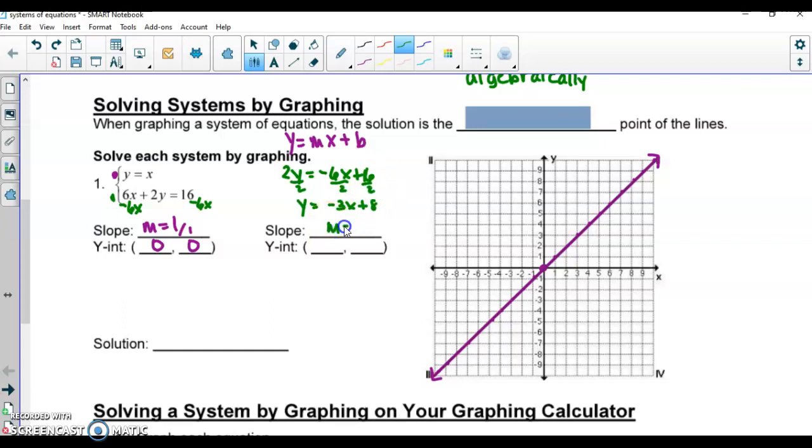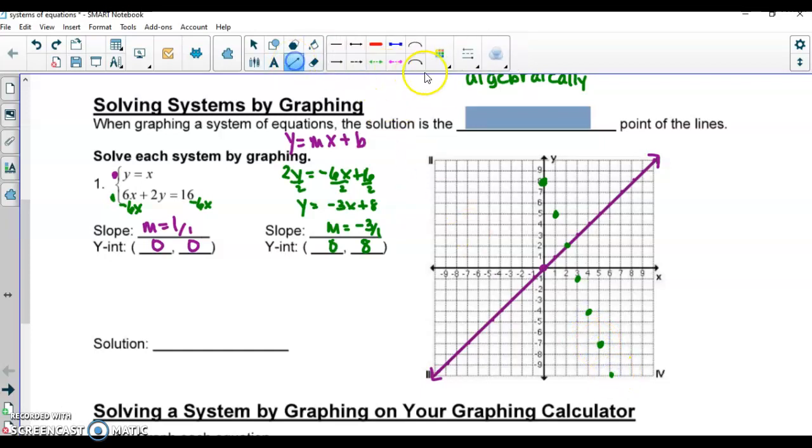So my slope this time is negative 3. My y-intercept is 8, so that is the point 0, 8. Now we can graph. 0, 8 is my y-intercept. Slope of negative 3, put it over 1 so it's a fraction. So rise negative 3, so go down 3, run 1. 1 is positive, go to the right. Down 3, run 1. Down 3, run 1, and so on.